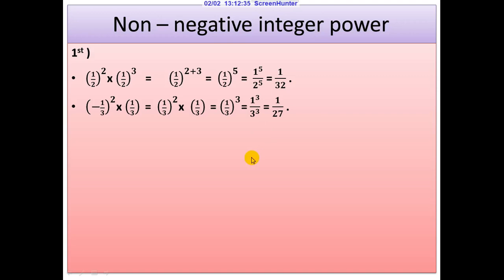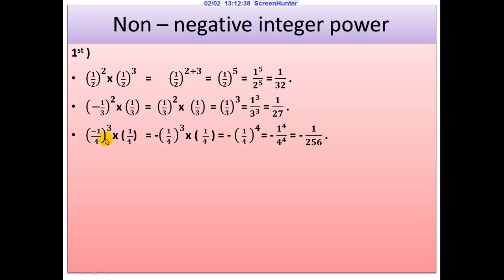Let's see more exercises. We have here negative quarter raised to power 3 multiplied by quarter raised to power 1. As the first step, we must check if we can cancel this negative or keep it. In this exercise, we must keep the negative outside the brackets. Why? Because we have an odd power; 3 here is odd. So we keep the negative outside the brackets. It will be negative 1 over 4 raised to power 3 multiplied by quarter raised to power 1. The negative stays outside the brackets and we add their powers to be negative 1 over 4 raised to power 4.